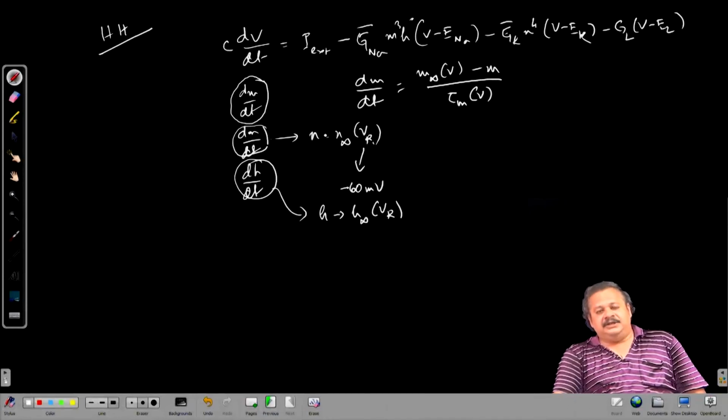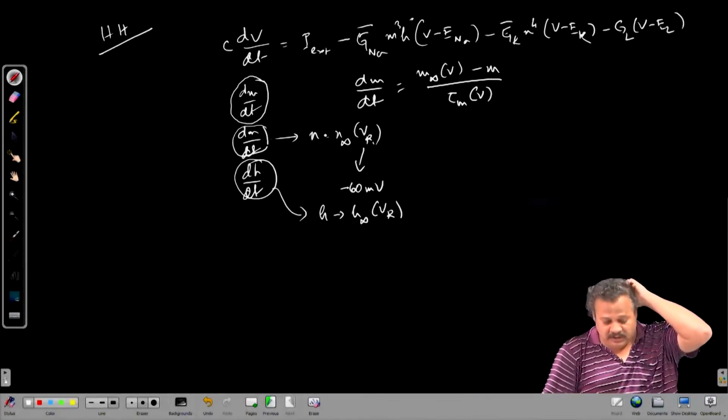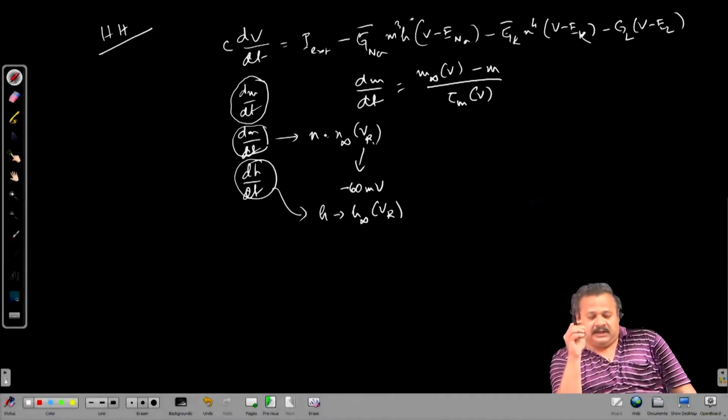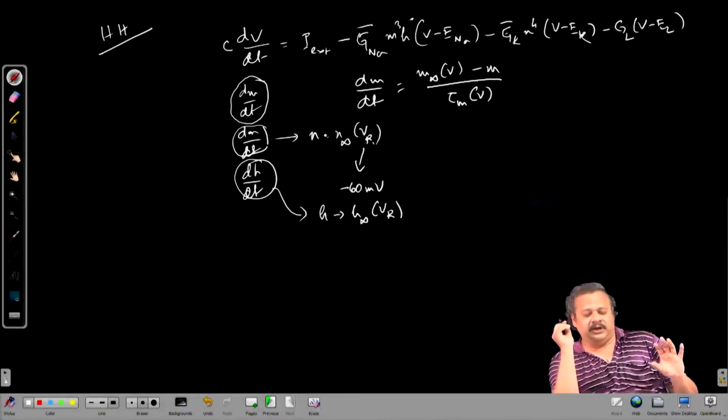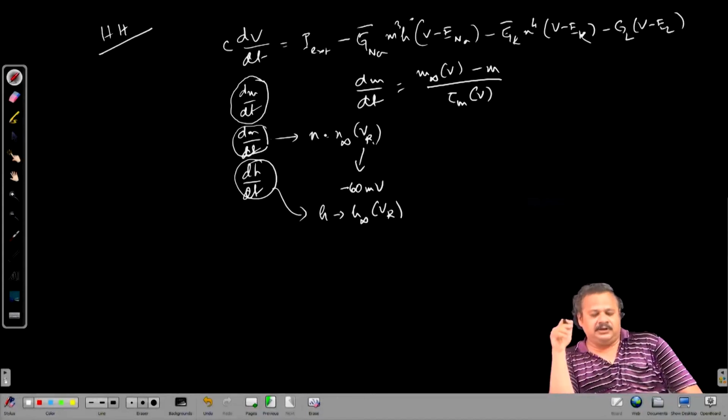Because n and h are far slower compared to m, more than an order of magnitude slower for h and an order of magnitude slower for n, what we are doing is keeping n and h whatever they were at the resting state, the resting membrane potential, that is Vr, and we are allowing m to change. Without the changes in n and h, because n is fixed at V rest and h is also fixed at V rest, we cannot get the full action potential behavior.